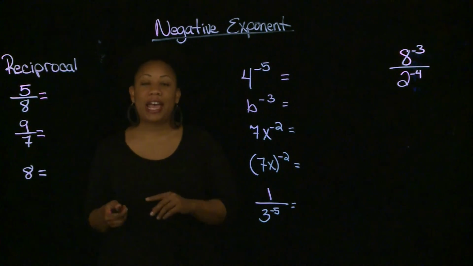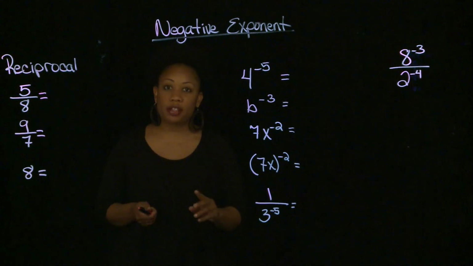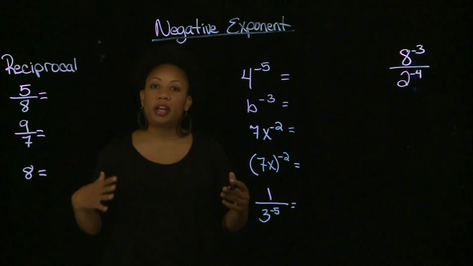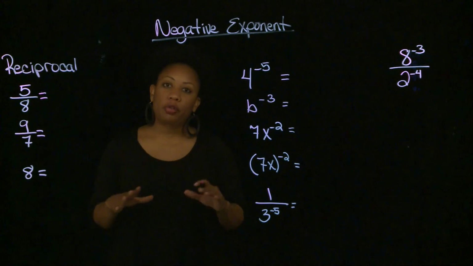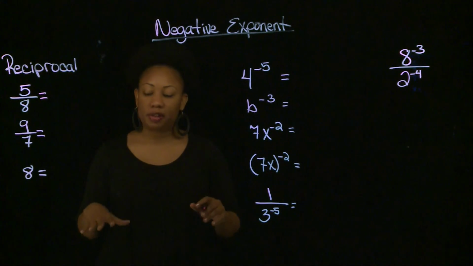So today we're going to look at what you do when you have a negative exponent. Whenever you are representing a number, you don't want a negative exponent to be in your final answer. So we're going to go through basically how to make that negative disappear.